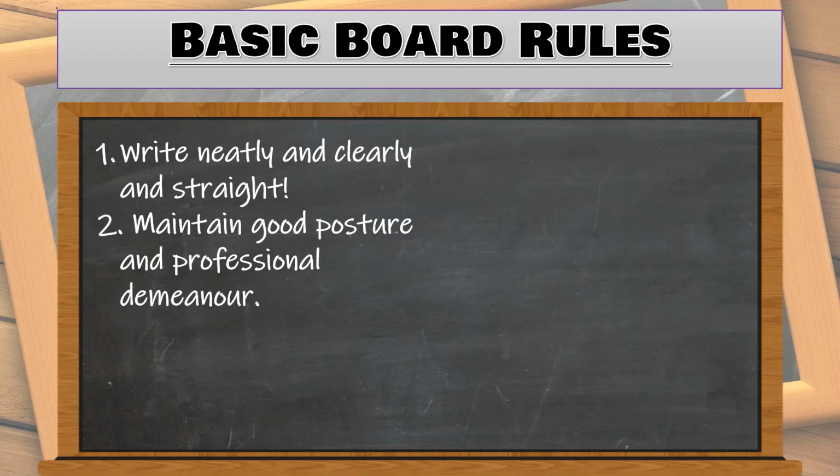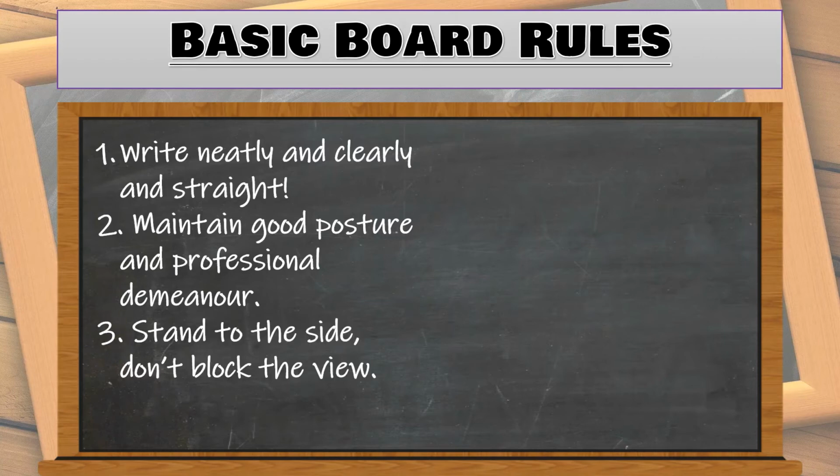This is sometimes overlooked by teachers, but it reflects on your class as well. If you are slouching and looking like you don't care, then the children or students will feel the same way. Number 3. Stand to the side and don't block the view. This is quite obvious because you don't want to be blocking what you're writing. You want to make sure that the kids and the students at the side of the classrooms and the back of the classrooms can see everything you're writing on the board nice and clearly.